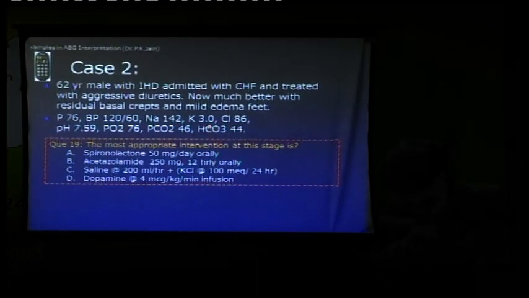So that is out. Dopamine. How will dopamine help in this situation? Beg your pardon?